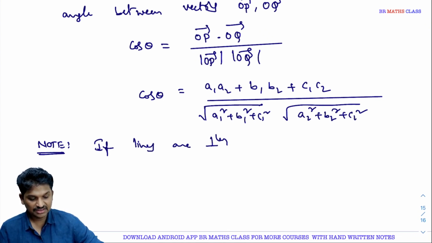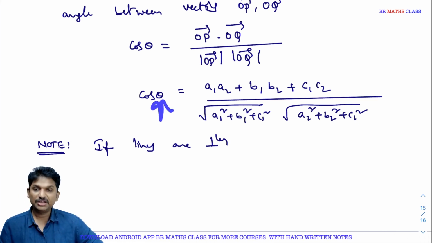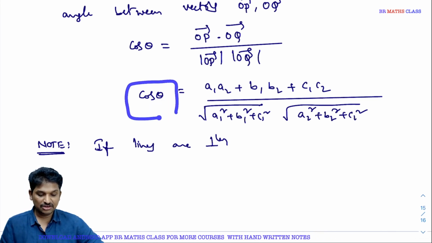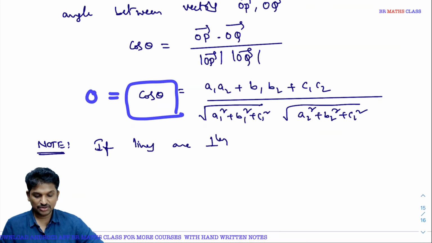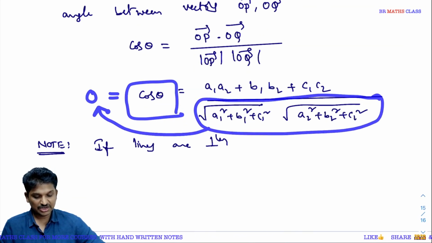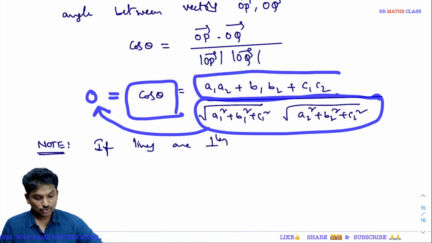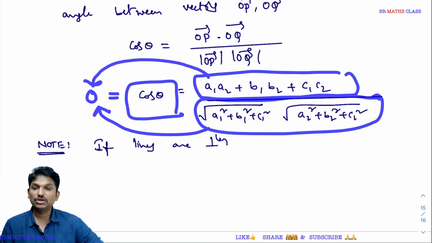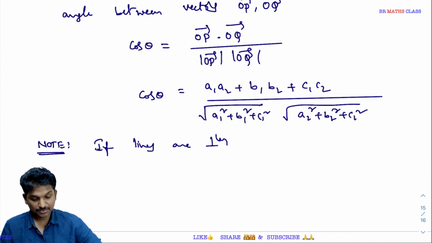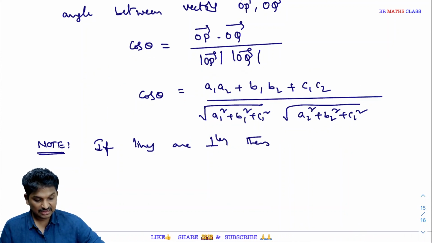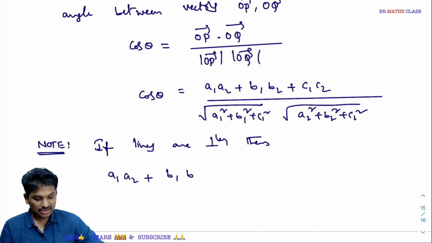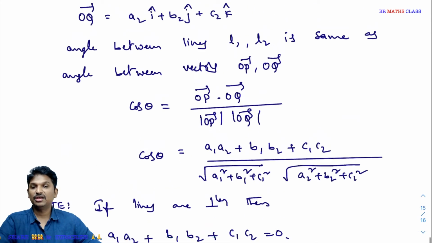then if the lines are perpendicular, theta will become 90 degrees. Cos 90 degrees value is what? Cos 90 degrees value is 0. Now you cross multiply, take all the things to this side and multiply with 0. Then what you will get? You will get a1 a2 plus b1 b2 plus c1 c2 equal to 0. If lines are perpendicular, then a1 a2 plus b1 b2 plus c1 c2 equal to 0, right?